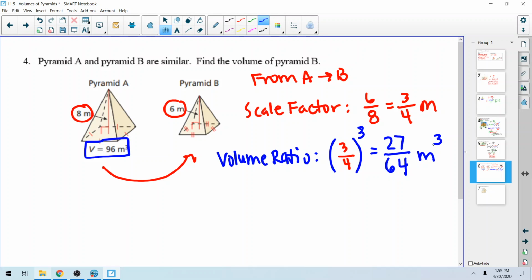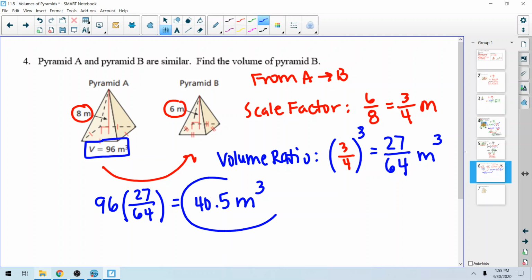So now we're going to take our 96, we're going to multiply it by our volume ratio, and that's going to give us the volume of pyramid B. So 96 parenthesis 27 divided by 64, enter, actually control enter, 40.5 cubic meters is the volume of the pyramid.